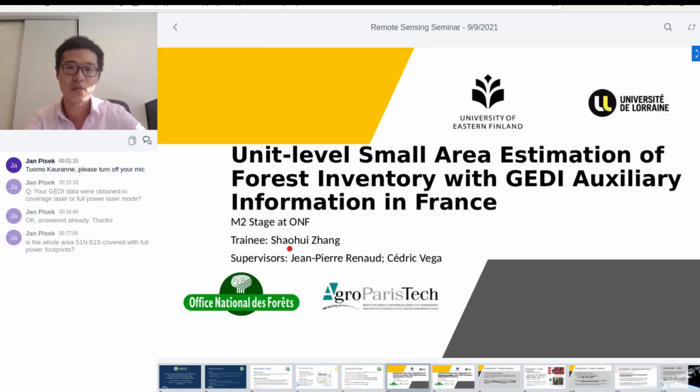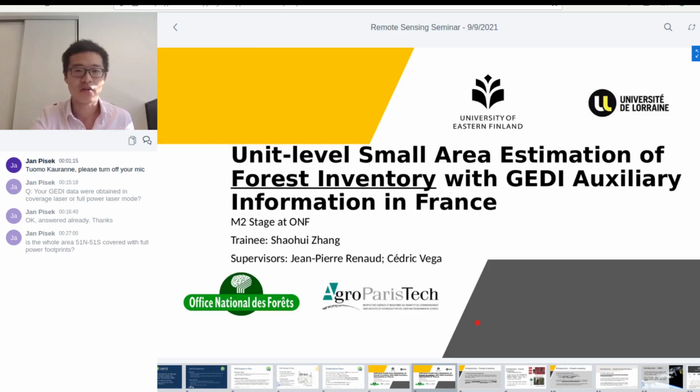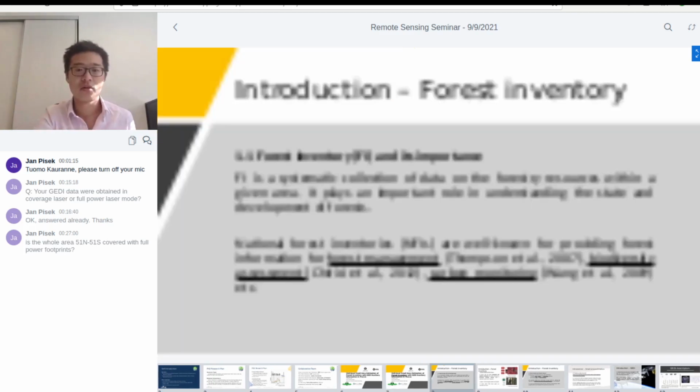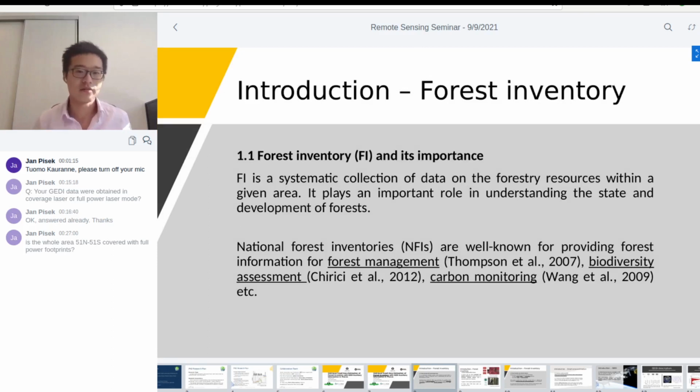So the topic is unit level small area estimation of forest inventory with GEDI auxiliary information in France. And I will start by introducing one of the keywords in the title, which is forest inventory. So we all know forest inventory is a systematic way of collecting data of forest resources within a given area. And it plays a very important role in understanding the state and development of forests.